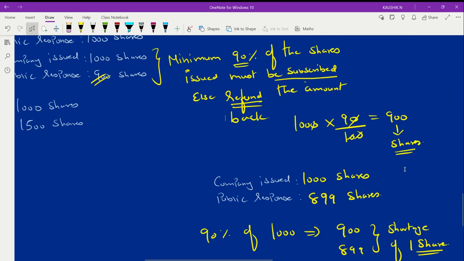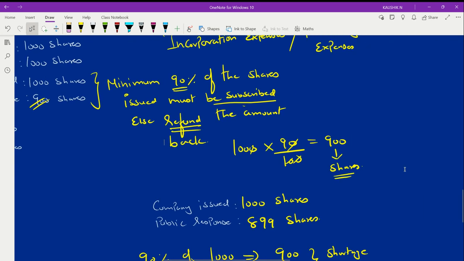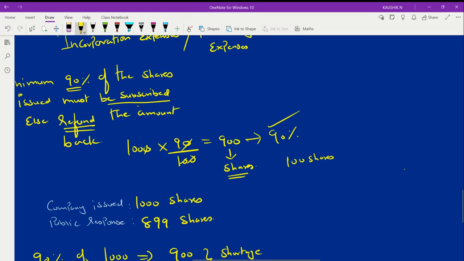Now, here comes one thing. Suppose in this case, 900 shares you have received. That means you have achieved 90 percentage. But still, you have 100 shares remaining unsubscribed. For these 100 unsubscribed shares, you will take some efforts to get them subscribed.